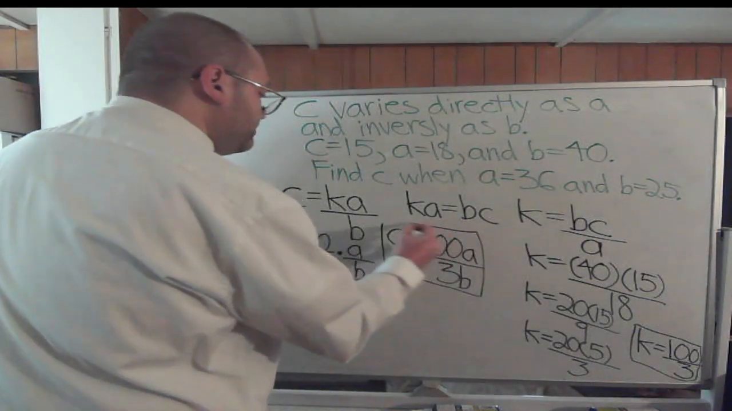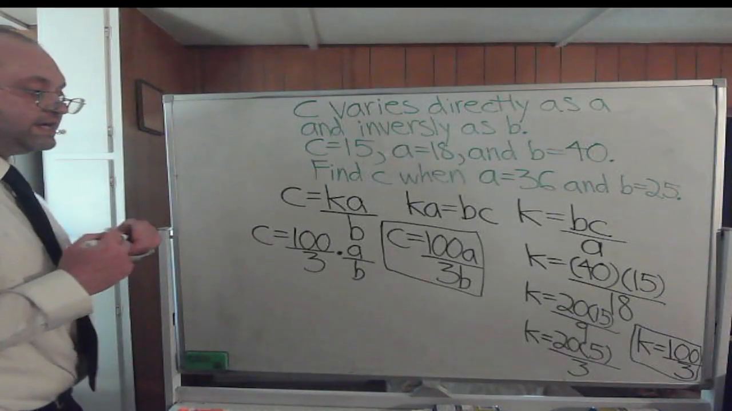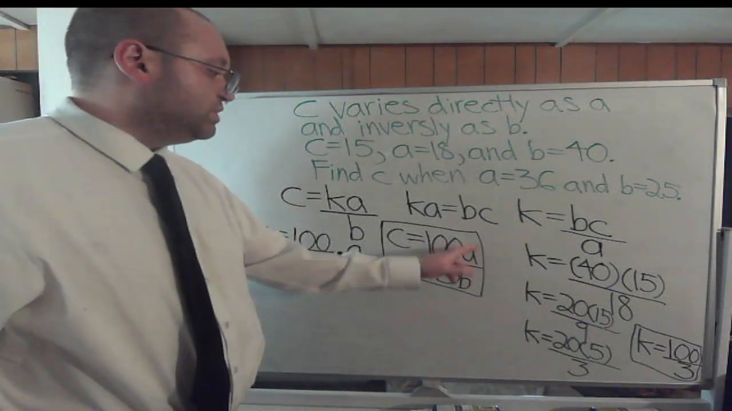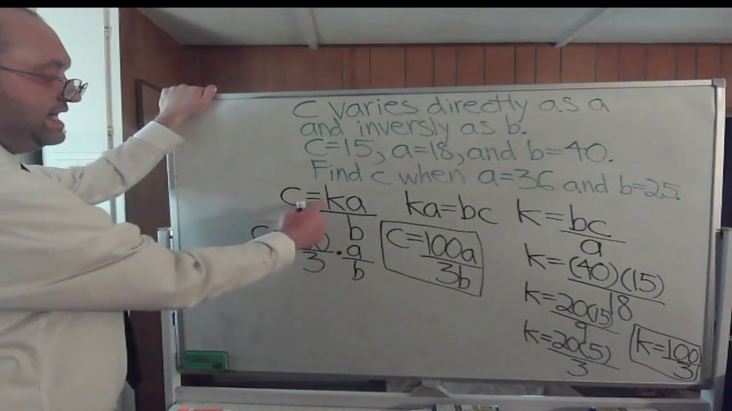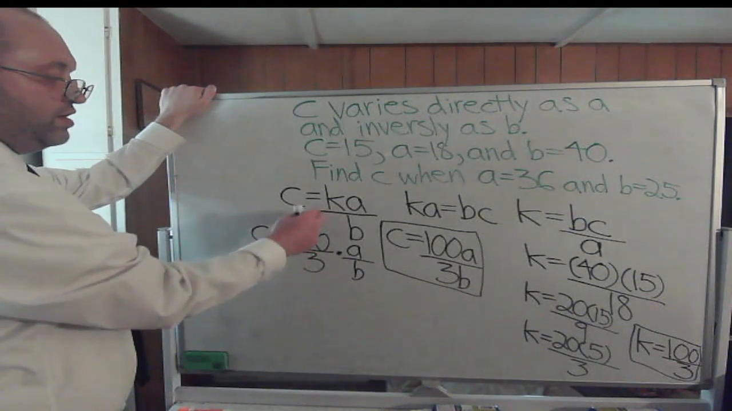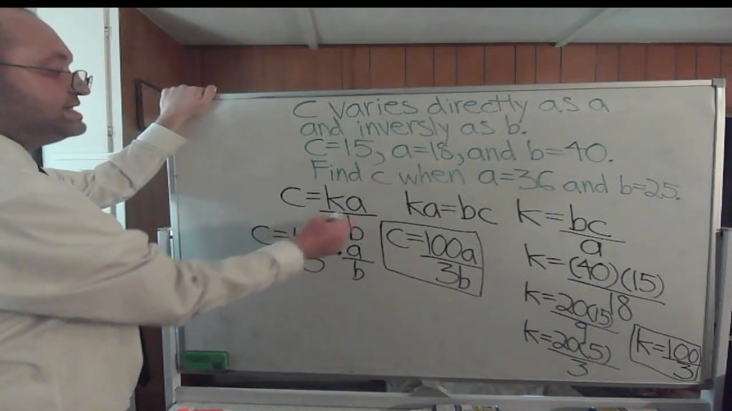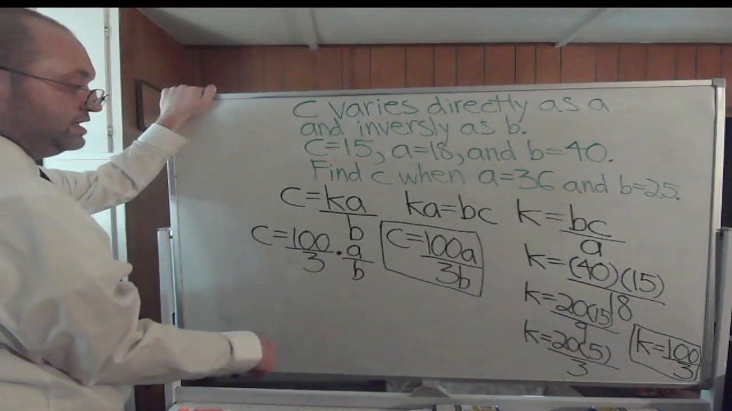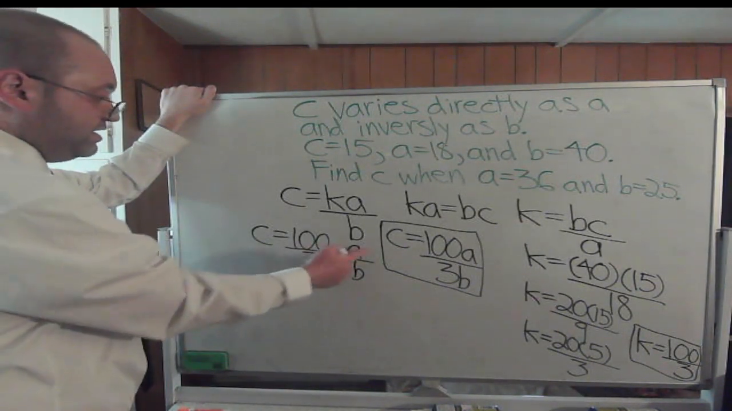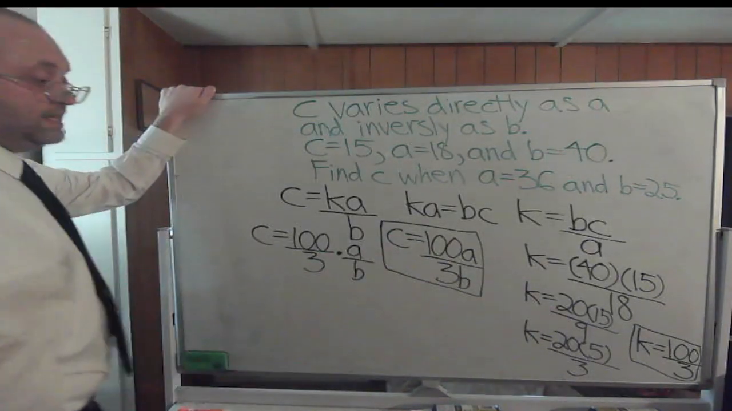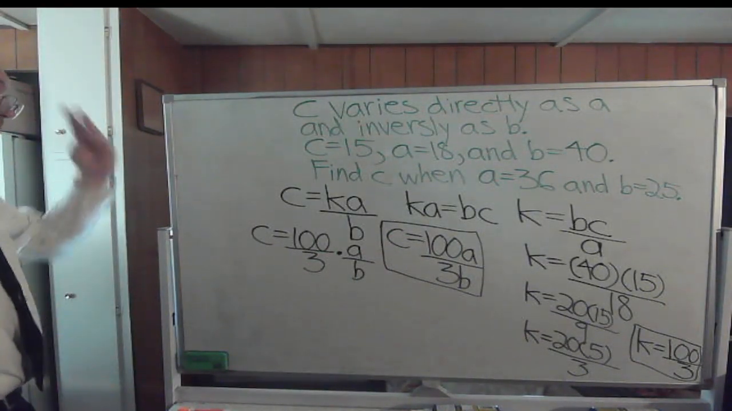Your new equation of combined variation is going to be C equals 100A over 3B, because you can take K, since it's in the numerator, which would be K over 1, it'd be K times A over B. So you take that 100 over 3 times A over B, then you just get 100A over 3B. That's how we come up with a new equation.